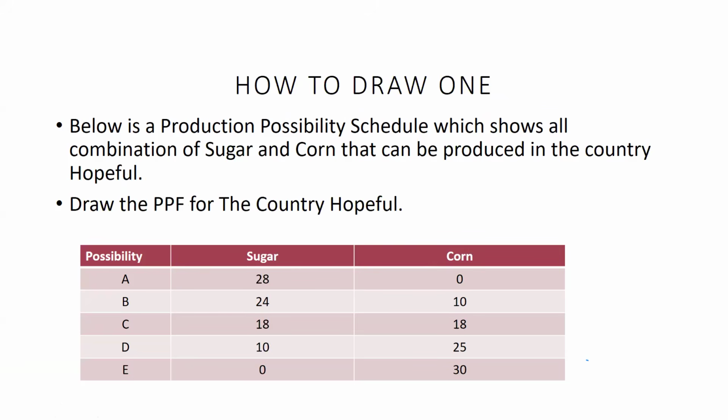So below is a production possibility schedule, which shows all of the combinations of sugar and corn that could be produced in a country. In the country named Hopeful, draw a PPF curve for the country Hopeful.